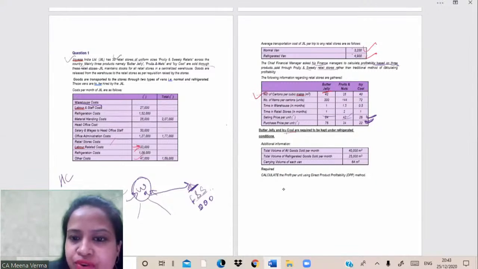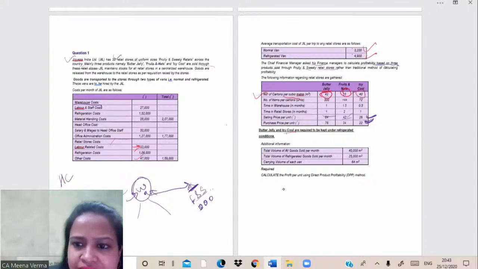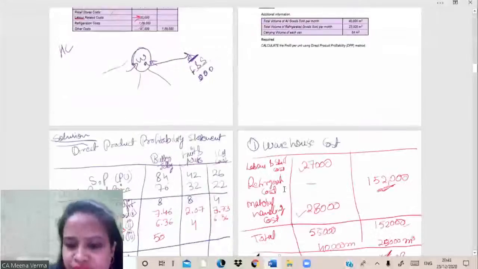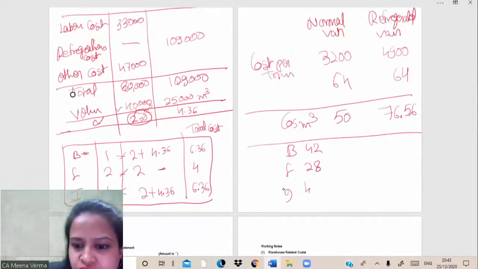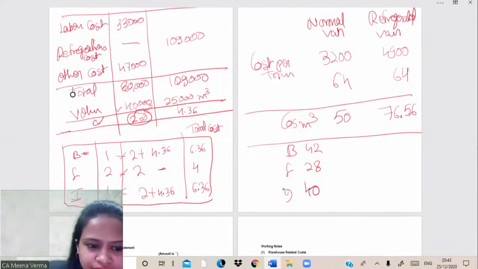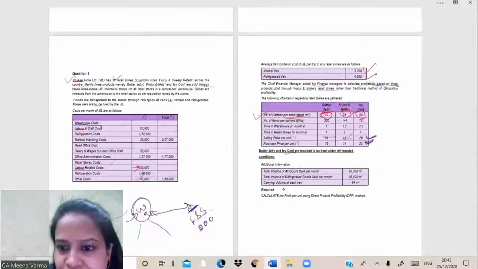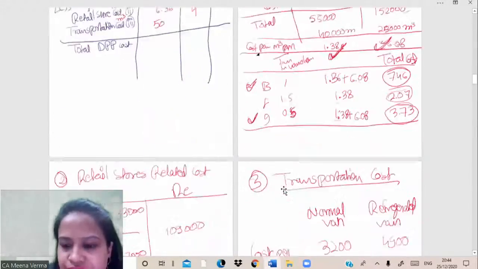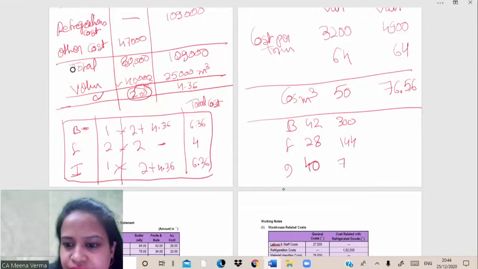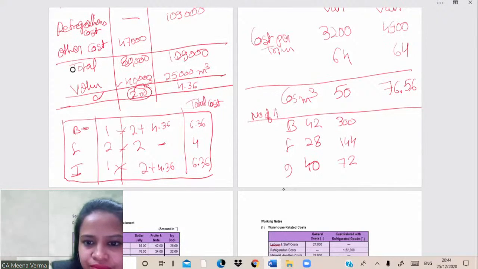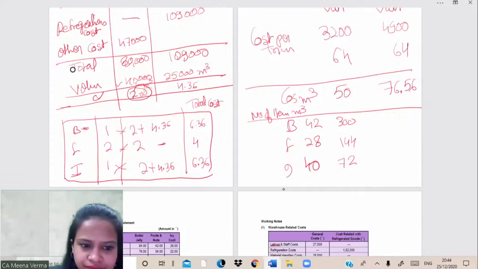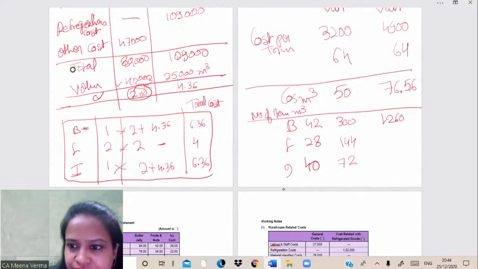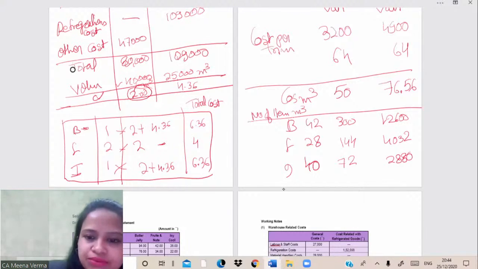Now you can see here the number of cartons per cubic meter is this, and this. Okay, 42, 28 and 40. Consider this, and number of cartons in one cube is this, and in one carton the number of units is this. So the total number, 300, 144 and 72. This is the number of items you are calculating in meter cube, which is 12600, 4032 and 2880. Multiplying them, you will get these values.